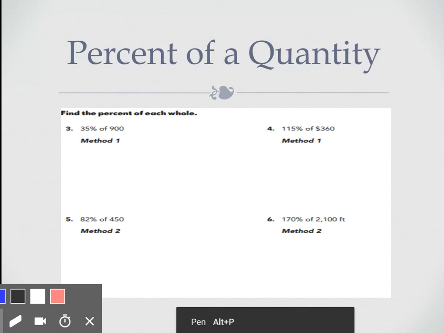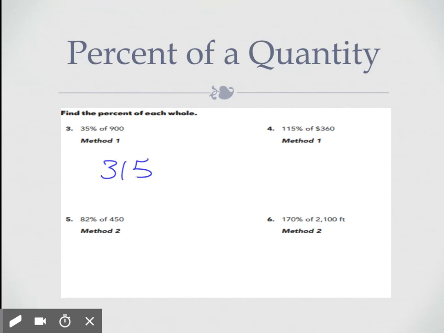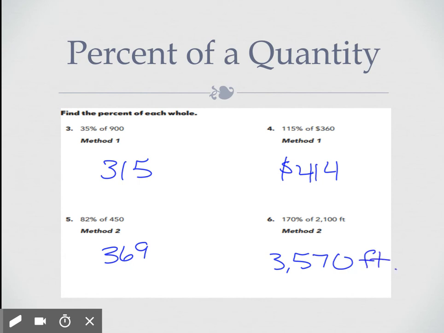So 315 is the answer for number 3. For number 4, the answer is 414, and they're talking about money, so we want to label dollars. For number 5, 82% of 450 is 369. And for number 6, we get 3,570 feet. Just want you to notice for number 4 and 6, because our percentages were over 100, that's why our answers are more than the original amount.